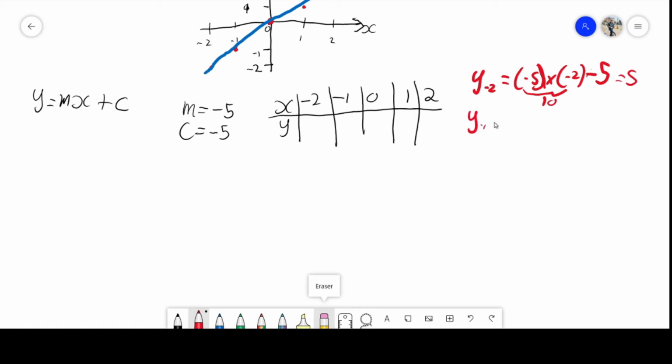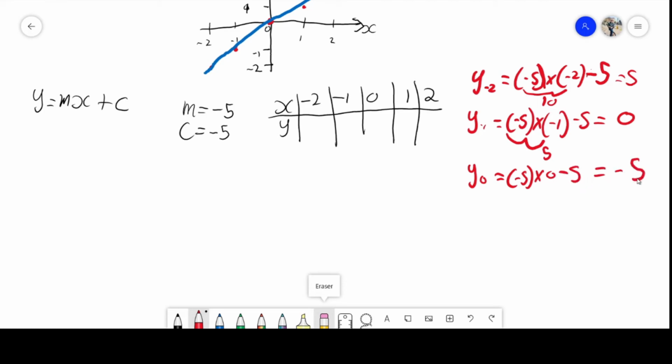Y of minus 1 is equal to minus 5 times by minus 1, minus 5, is equal to, this guy here comes out to be equal to 5. 5 minus 5, 0. Easy days. Y of 0 is equal to minus 5 times 0, minus 5 is minus 5.